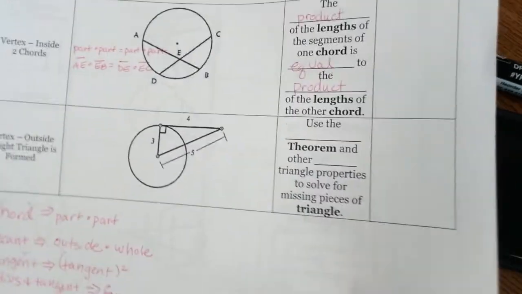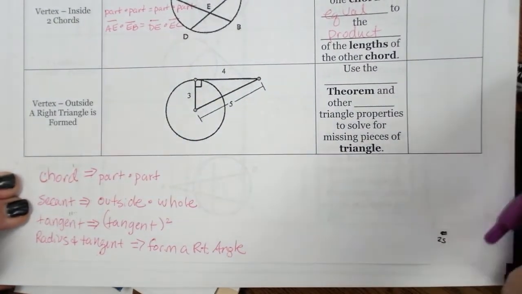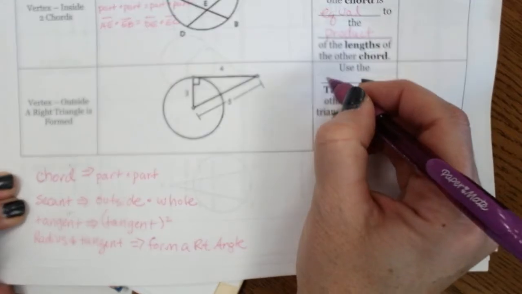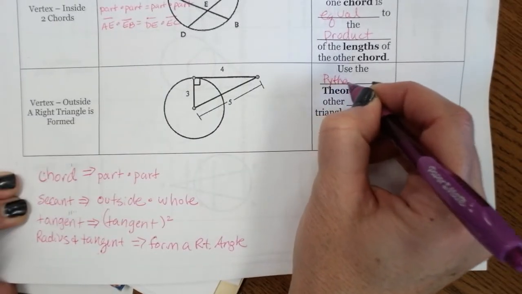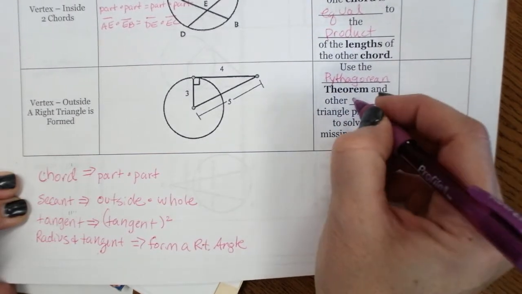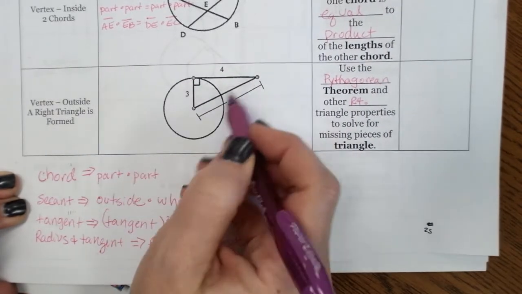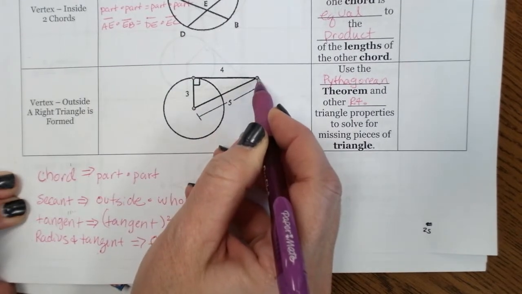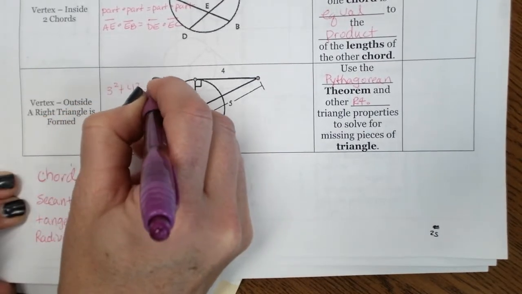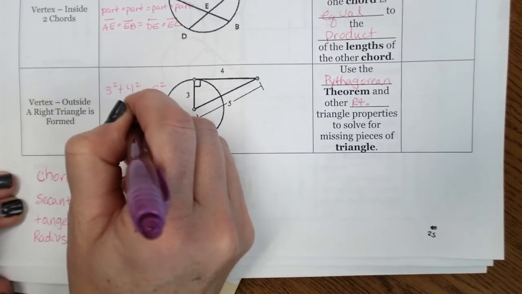Moving on down to the next one, I have a radius and a tangent, and we talked about it earlier. When a radius and a tangent meet at the point of tangency, it's always a right triangle, and so anytime I think of a right triangle, I think of the Pythagorean theorem. So I can use a squared plus b squared is equal to c squared and other right triangle properties to solve for the missing piece. In this case, going from the center to the end of the tangent, not the point of tangency, it is 3 squared plus 4 squared is equal to 5 squared, and it actually works, so it is a right triangle because 25 is equal to 25.